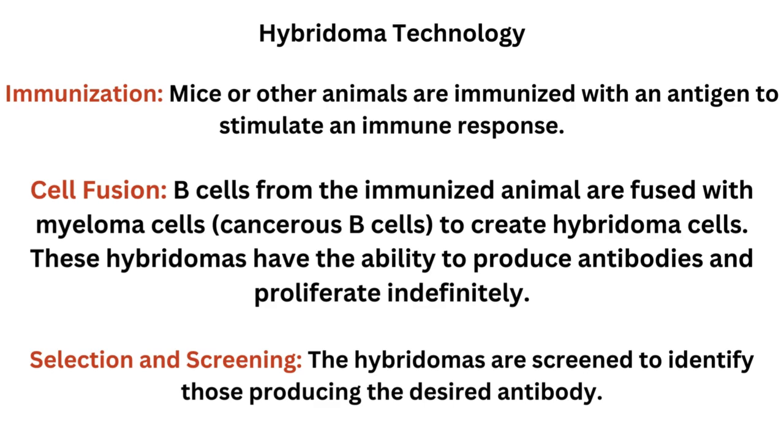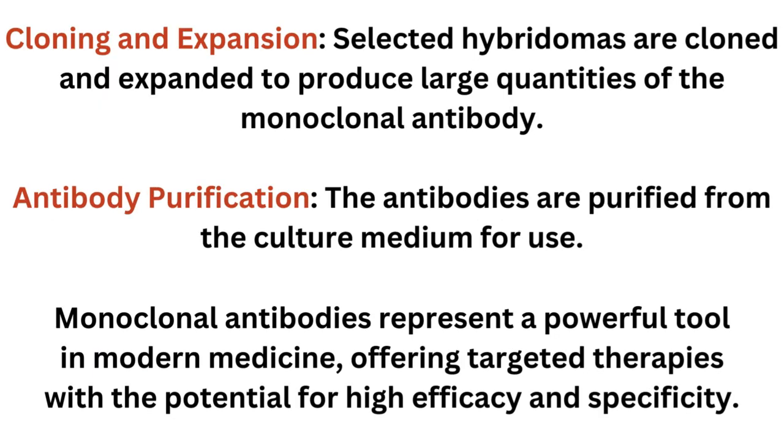And next is selection and screening. And the next step is cloning and expansion. Selected hybridomas are cloned and expanded to produce large quantities of monoclonal antibodies. Then lastly, antibody purification is done. And these monoclonal antibodies represent a powerful tool in modern medicine, offering targeted therapies with the potential for high efficacy and specificity.